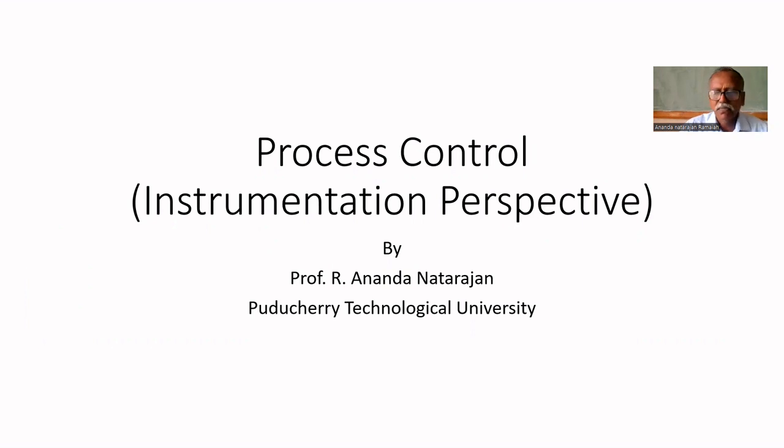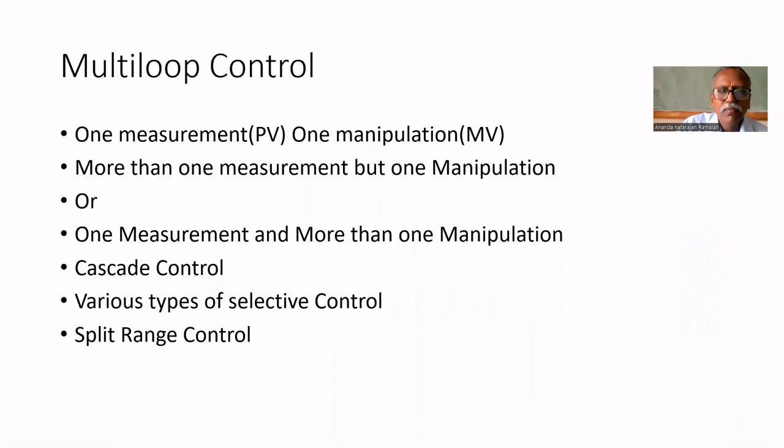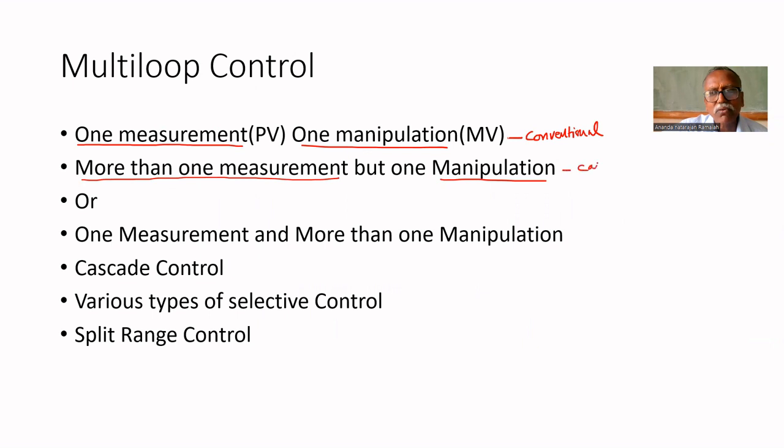Today, let us discuss the multi-loop controller. Multi-loop control means it has more than one measurement, but one manipulated variable. If you consider the conventional controller, there will be only one measurement and one manipulation. That is the conventional controller. But in a multi-loop controller, there is more than one measurement, but only one manipulation. That is called cascade control.